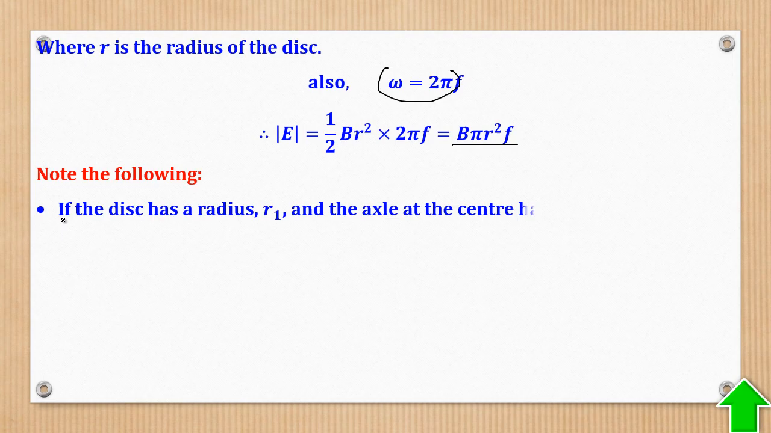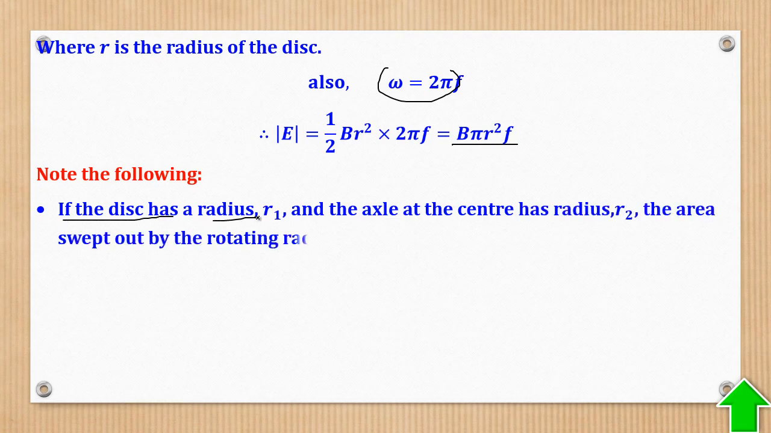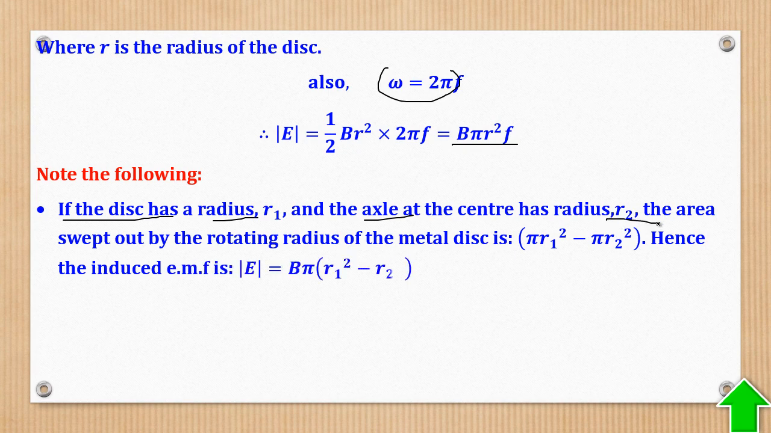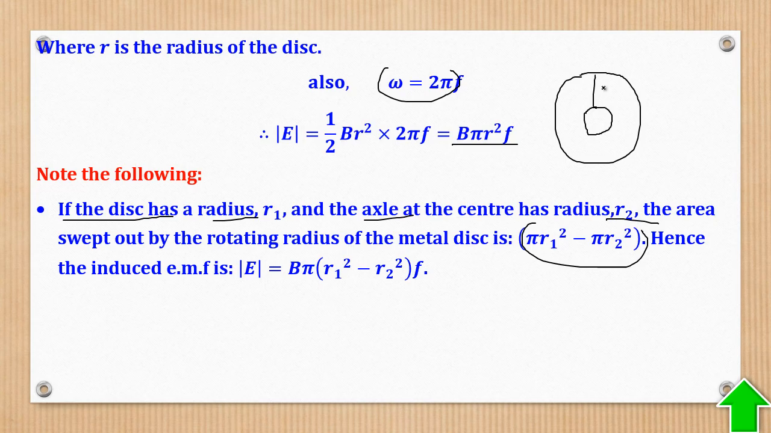So what we need to note is that if the disk has a radius r1 and the axle at the center has a radius r2, the area swept out by the rotating radius of the metal disc will be this. Now, for example, what they mean is that if there is some hollow part, the axle, the area being swept out is this one. That's why you have to subtract. Therefore, EMF now becomes this.